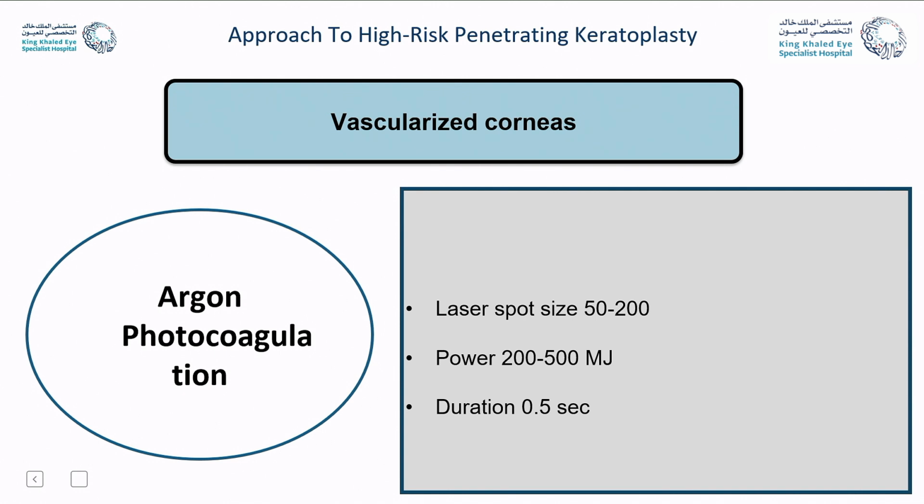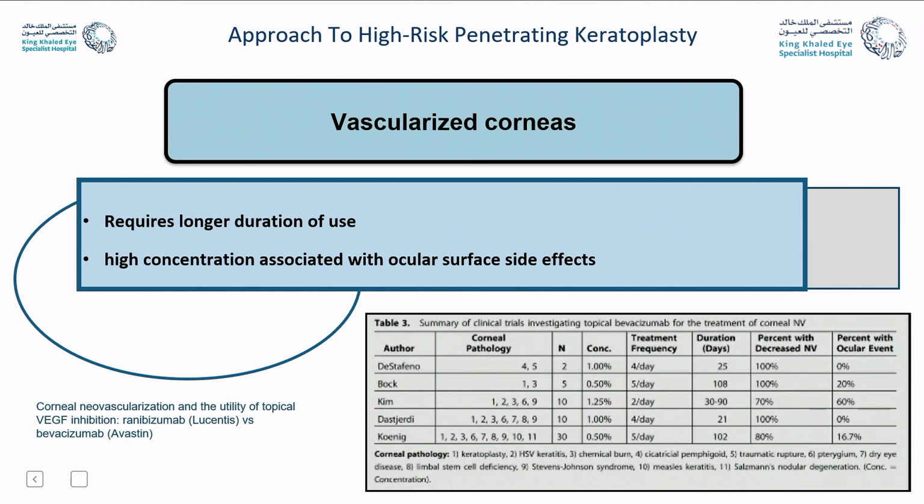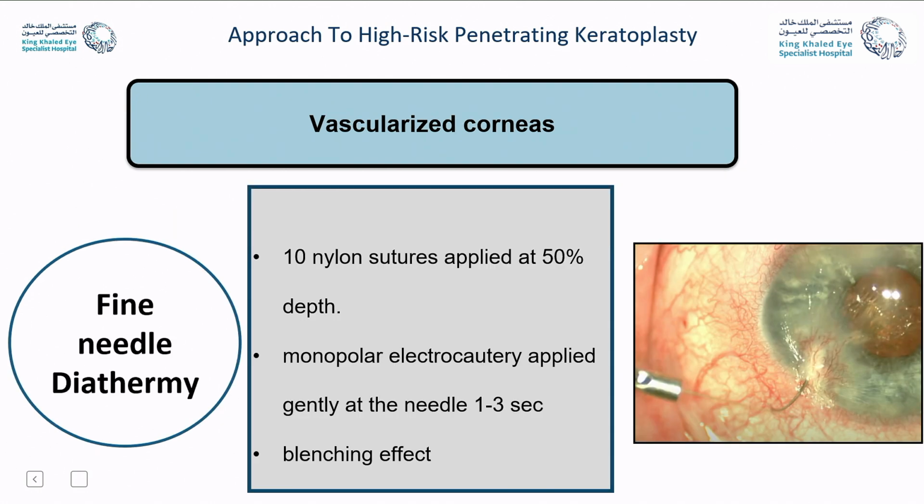Argon photocoagulation is another modality, where we can use a laser spot of 50 to 200 with a power of 200 to 500 millijoule and a duration of 0.5 second. Another common modality is anti-VEGF, which we can use either topically or, more preferably, as an injectable. Topical requires a longer duration and a high concentration, and is associated with more ocular side effects and epithelial defect. On the other hand, the injectables tend to yield better results, especially if used early in the disease with assurance of compliance.